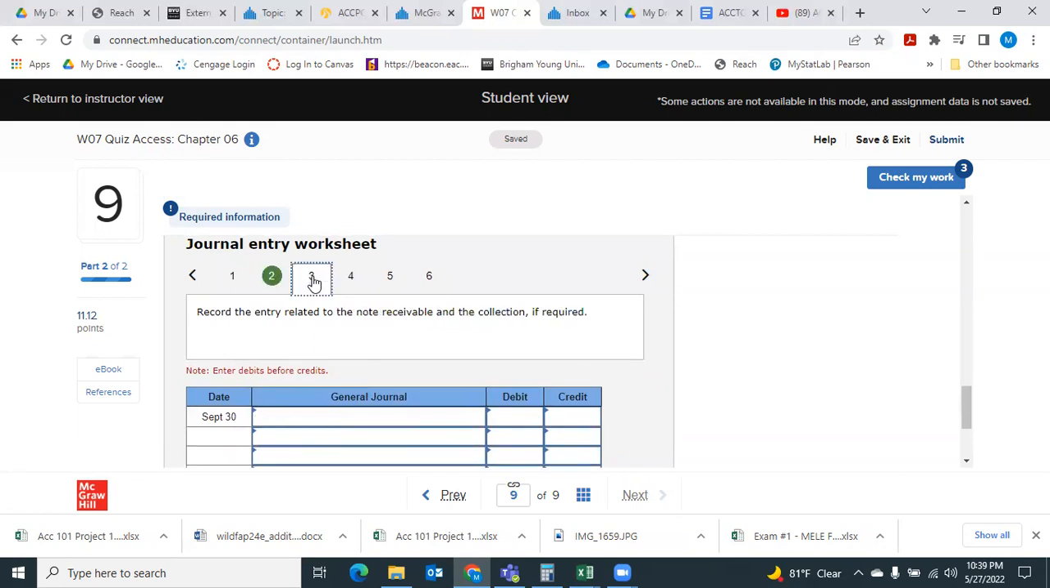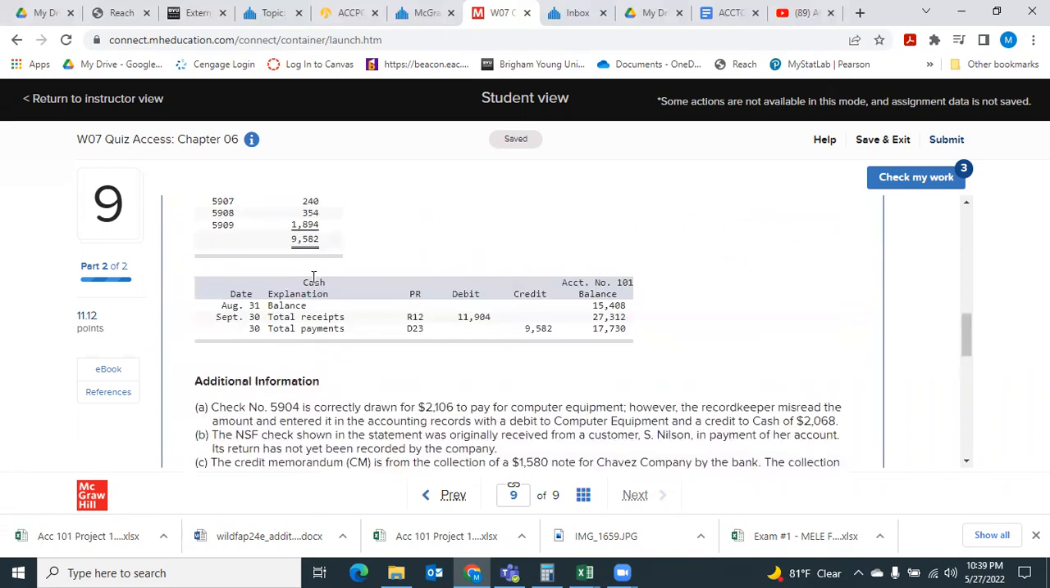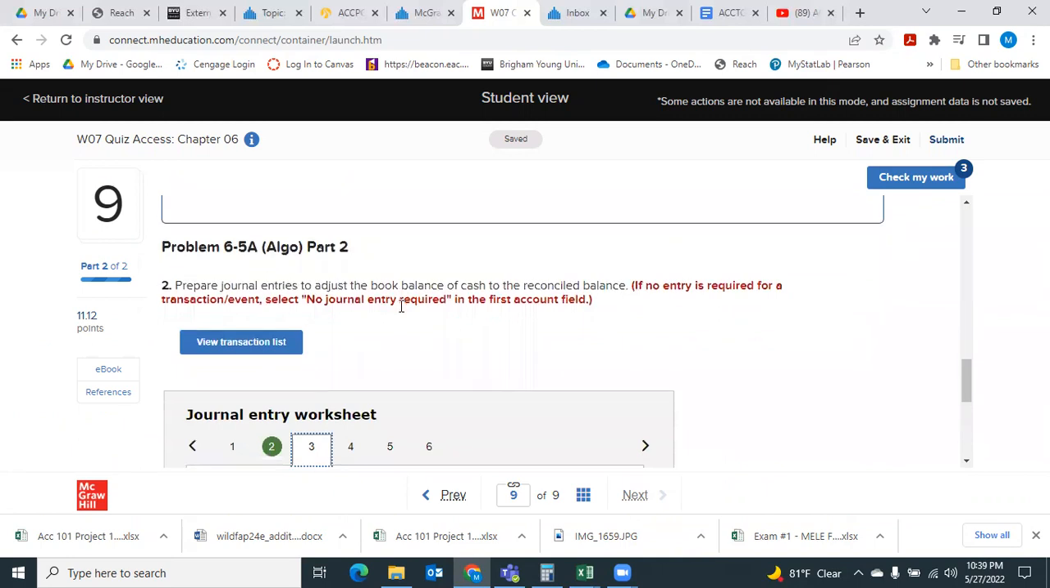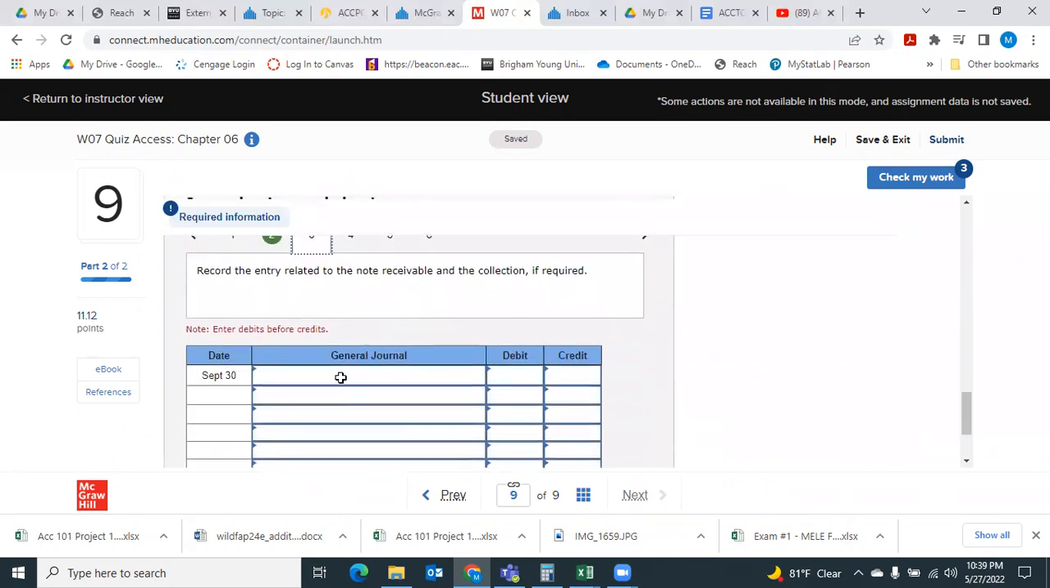So this one says record the entry related to the note receivable and collection. And so that was this credit memorandum right here of $15.80. So if this was a note that was owed to us and we got paid, we're going to show our cash going up and our note receivable going down, because this money is no longer owed to us because it was collected. So we debit cash, credit note receivable.